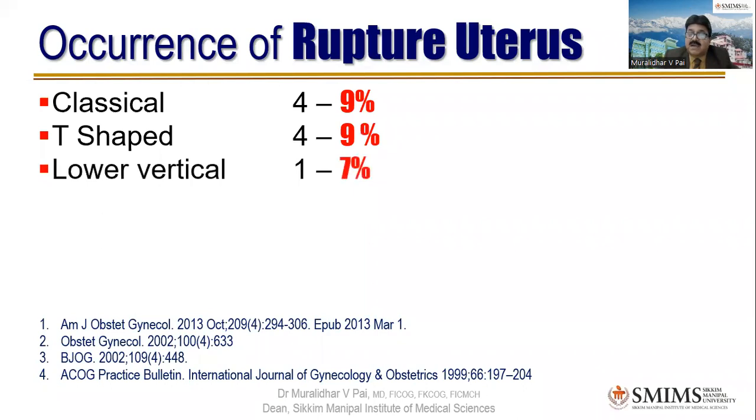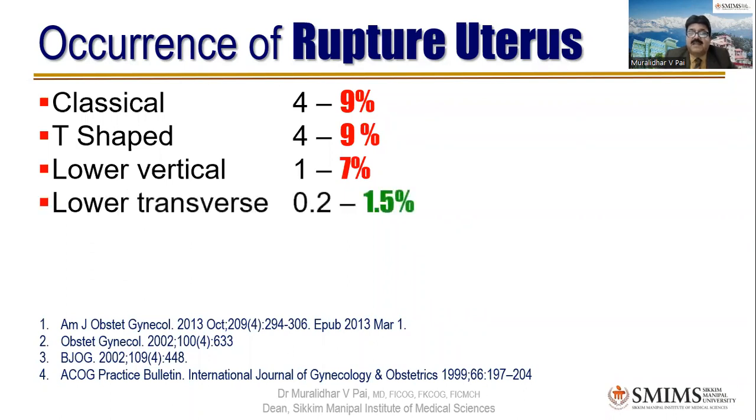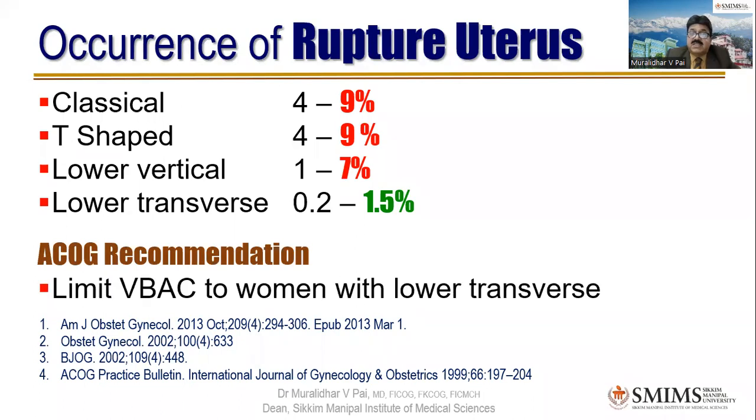Lower vertical is not bad. I mean, not any better. It is 7%, because usually it extends to the upper segment. And then finally, lower transverse is 0.2 to 1.5%. That's exactly why lower transverse is always preferred. It is less than 2%. The ACOG recommendation is to limit VBAC, that is vaginal birth after cesarean, to women with lower transverse only. Don't venture VBAC with classical, T-shaped or lower vertical. That's why it's important to see the notes of the previous Caesarean section, especially if it is done in your hospital.